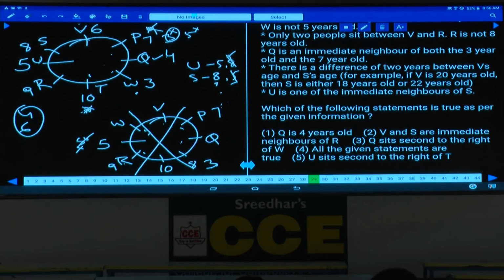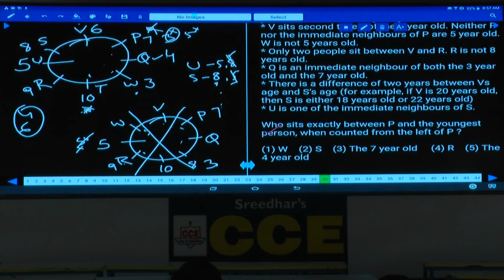Then 29. Which of the following statements is true as per the given information? Q is 4-year-old. Is that definitely true or not? Yes, choice 1 is the answer. Question number 29 is choice 2.